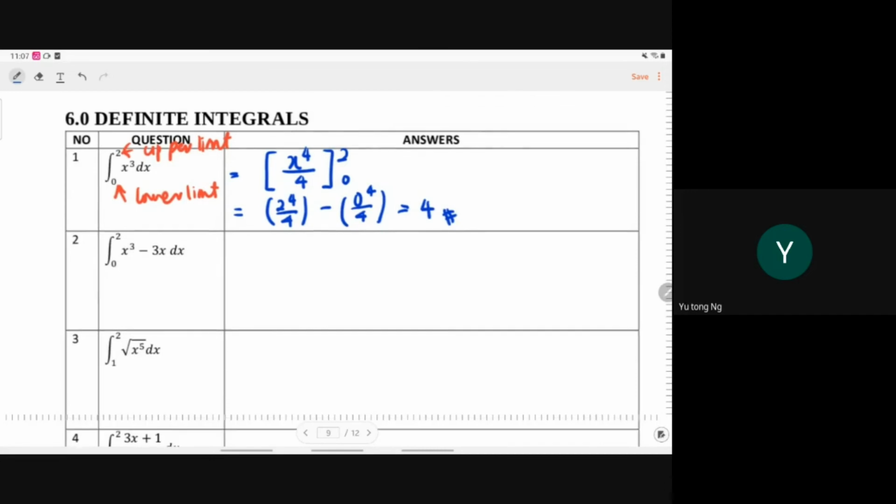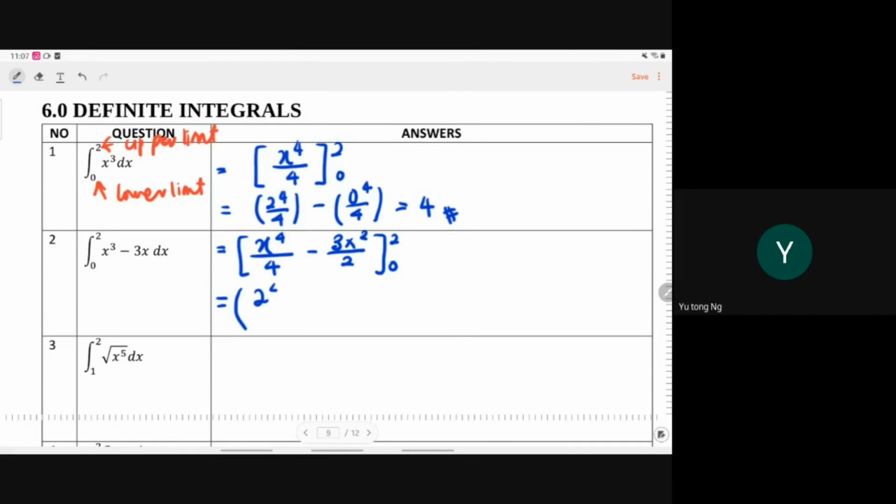So sama juga this one. X cube minus 3x dx. So product of the integration, x cube, power dia akan bertambah 1 over the power, minus 3x. Tadi 1 tambah 1, 2 over 2. Then square bracket, upper limit, lower limit. Then kita akan gantikan. So 2 to the power of 4 over 4 minus 3, 2 square over 2, minus. Gantikan juga when your x equal to 0, which is just simply 0 lah.